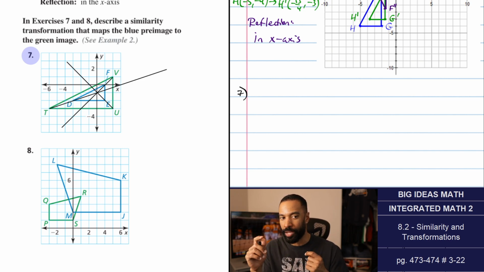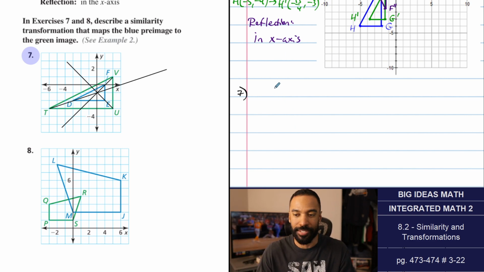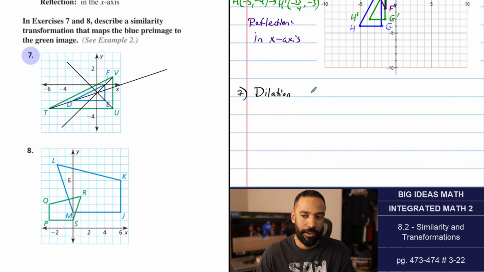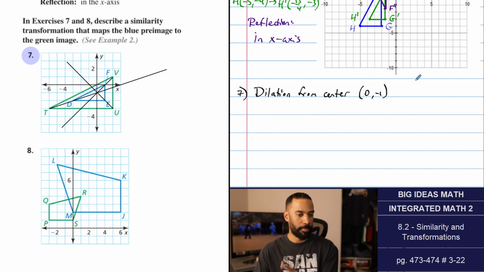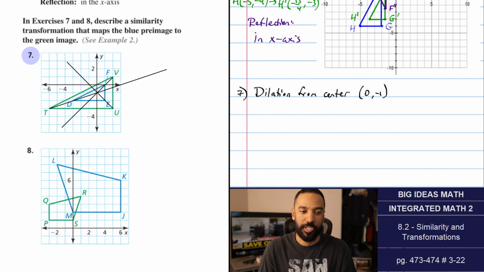It just says from the blue to the green. And blue to green, by the way, is an enlargement. There's only one transformation here that's a dilation. We'll begin with that. Dilation from center 0, -1. That's the first thing I'm going to bring up. What else do we have to bring up?